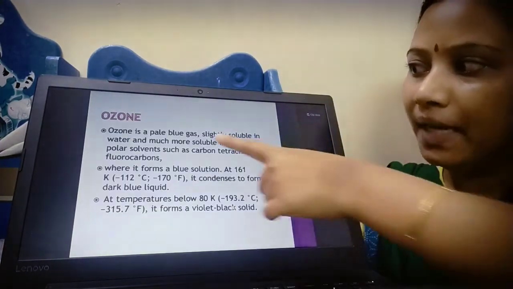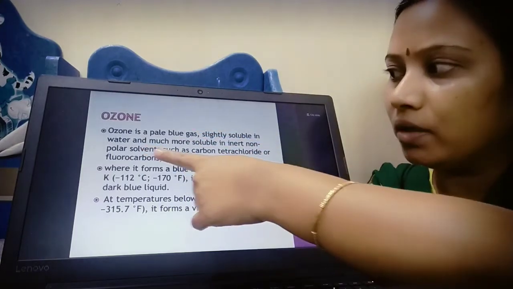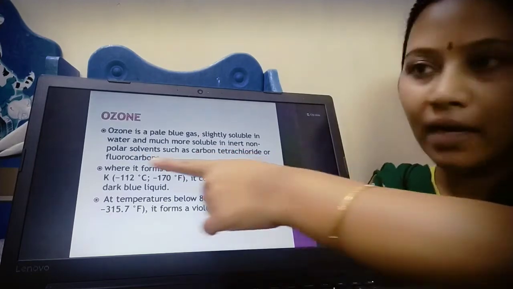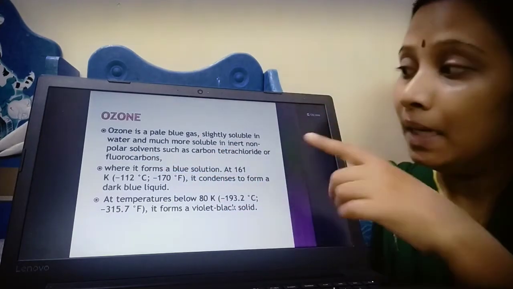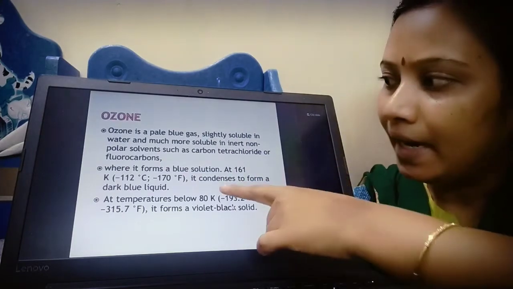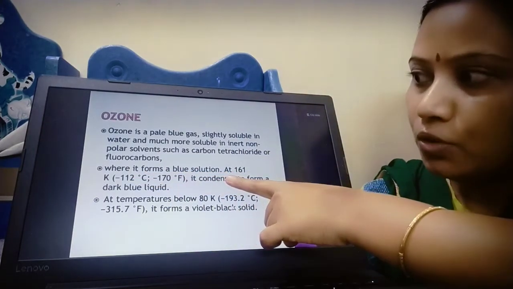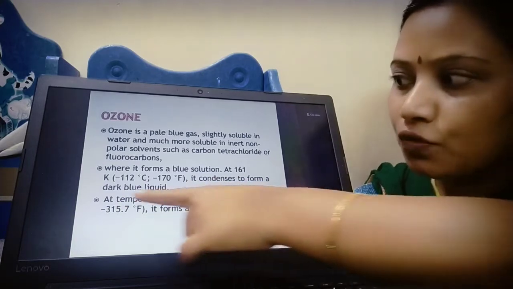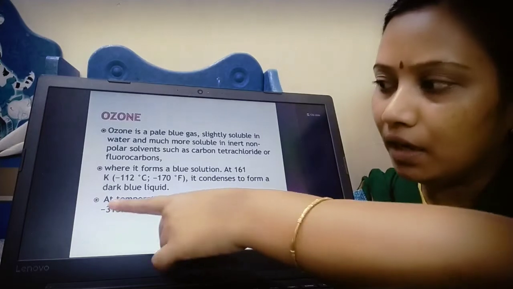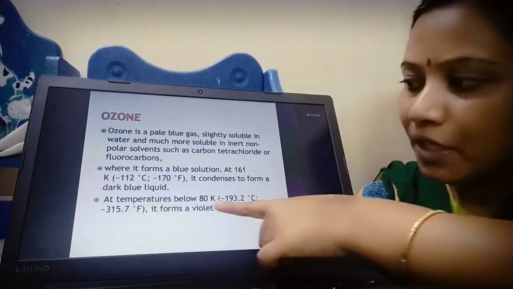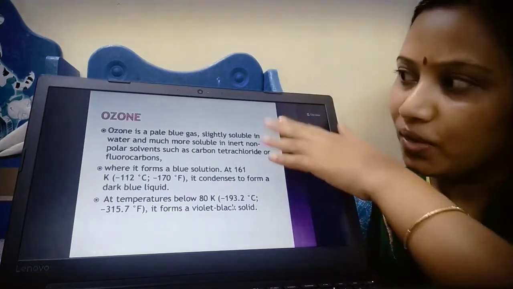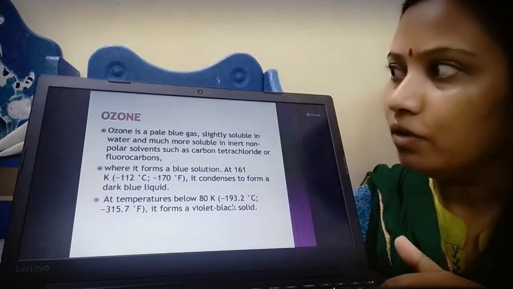Ozone is a pale blue gas. It is slightly soluble in water, but it is more soluble in non-polar solvents like CCl4 and fluorocarbons. And since it forms a blue solution, it condenses to form a dark blue liquid. At this particular temperature, it will condense to give you a dark blue liquid. When the temperature goes below 80 degrees Kelvin, it forms a violet black solid. So these are very exciting properties of ozone.